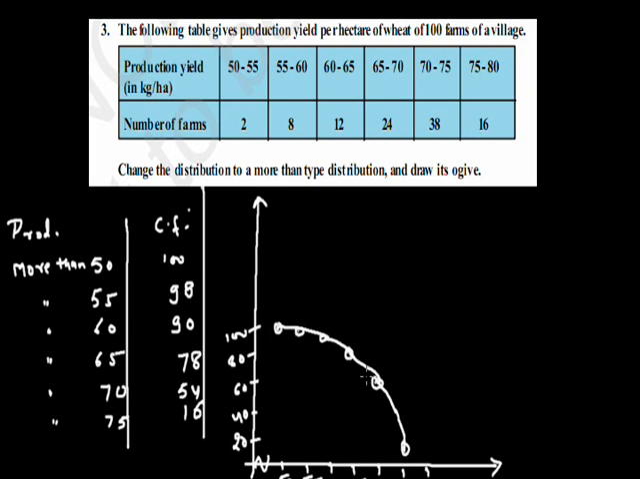Now let's see: more than 50 it is 100, means the maximum is 100. More than 55 is 98. More than 60 is 90. More than 65 is 78. More than 70 is 54. More than 75 is 16. So I have drawn the more than ogive graph.